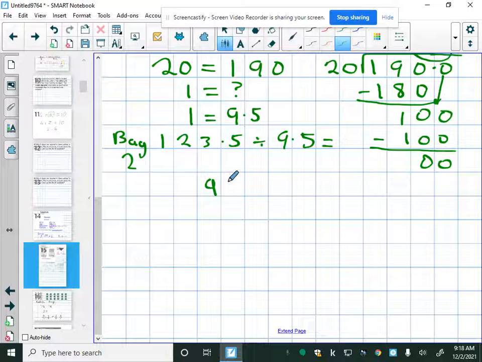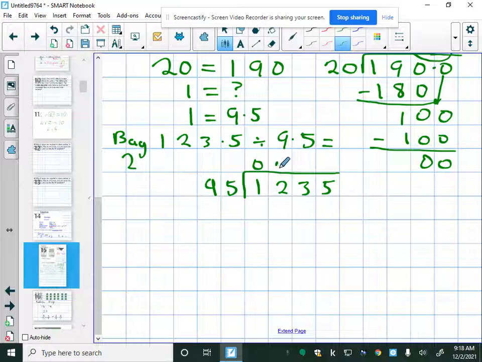Actually, what I might even do here is I might adjust both the numbers. I might move the decimal from the 9.5 over one place to the right to convert that number to 95. Similarly, I might move the decimal one place to the right on 123.5 to make it 1,235. And it should give me the same quotient by the time I've completed my calculations. 95 does not divide into 1, does not divide into 12, divides once into 123.